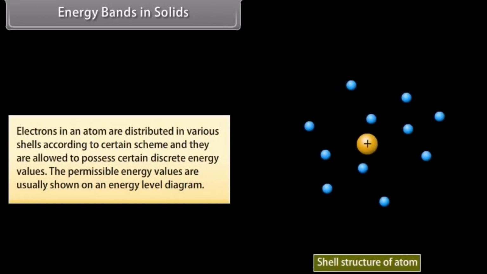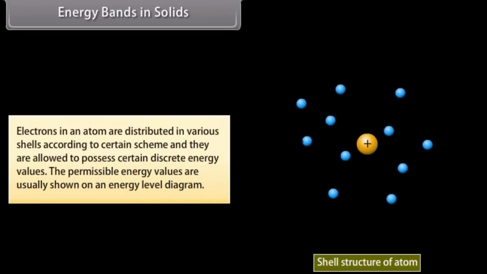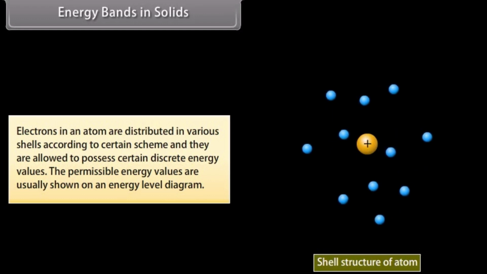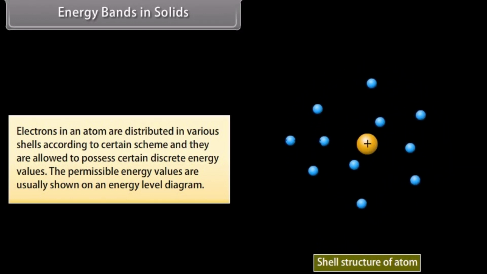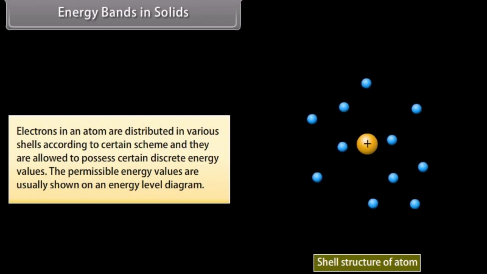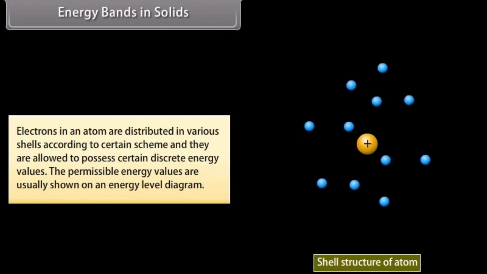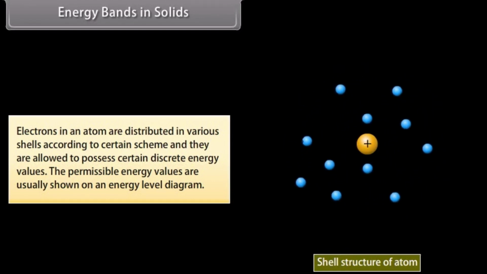Energy bands in solids. Electrons in an atom are distributed in various shells according to a certain scheme and they are allowed to possess certain discrete energy values. The permissible energy values are usually shown on an energy level diagram.